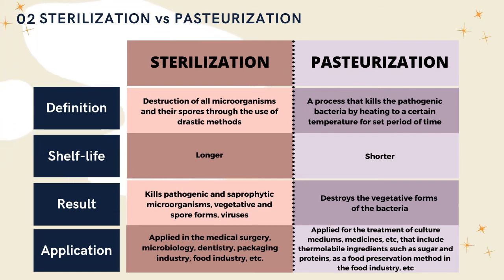After the sterilization process, it kills pathogenic and saprophytic microorganisms, vegetative and spore forms, and viruses. But in the pasteurization process, it destroys the vegetative form of the bacteria. Lastly, the sterilization process is applied in medical surgery, microbiology, dentistry, the packaging industry, and the food industry. Lastly, the pasteurization process can apply for the treatment of culture medium, medicine, etc. that include thermolabile ingredients such as sugar and protein as a food preservative method in the food industry.